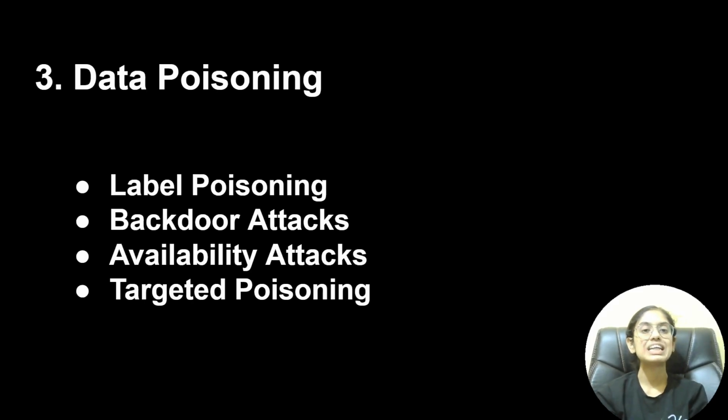So next is data poisoning. How you are poisoning the training data so that the model behaves unpredictably. Okay. So the first one is label poisoning, backdoor attacks using trojans, availability attacks, targeted poisoning, etc. These are just four I have mentioned, but there are more than 20 attacks.